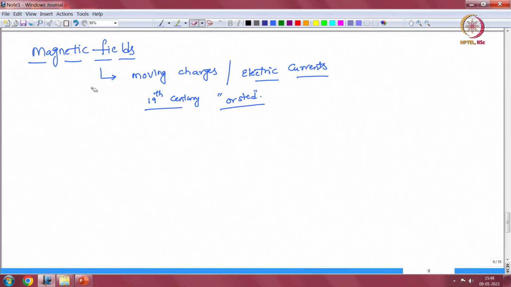In the last class we discussed electric fields, right. In this class we will discuss the basic principles of magnetic fields. Magnetic fields are created by moving charges or electrical currents, as discovered by Oersted in the 19th century, and he also concluded that magnetic fields are always dipoles, and there are no monopoles, whereas electric fields are monopoles.